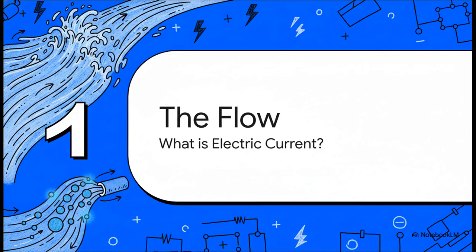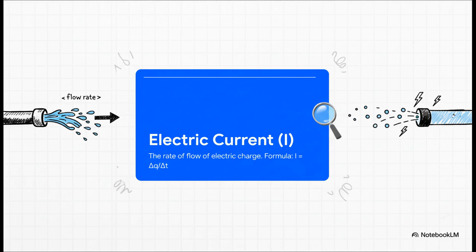Okay, first things first. We've got to wrap our heads around the most basic idea here, and that's flow. But in electricity, we're not talking about water. We're talking about the flow of something much, much smaller. So we call this flow electric current, and we use the letter I for it. All it really is, is a way to measure how much electric charge, that's the Q, is zipping past a certain point in a certain amount of time, t.